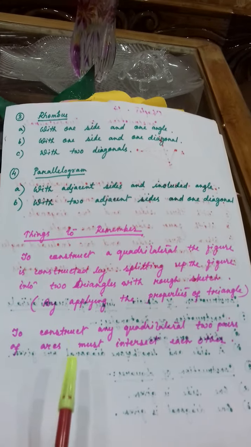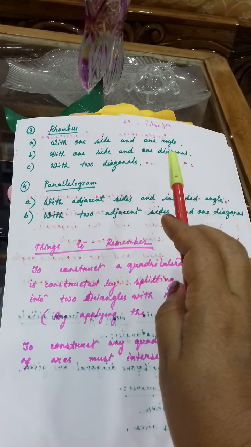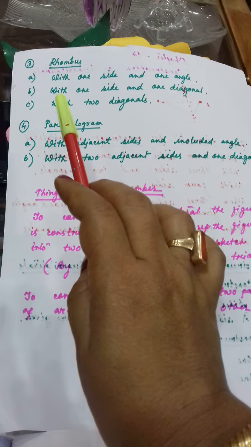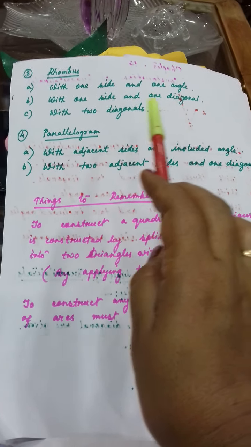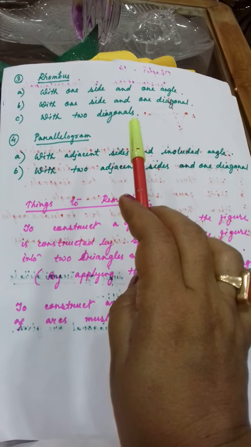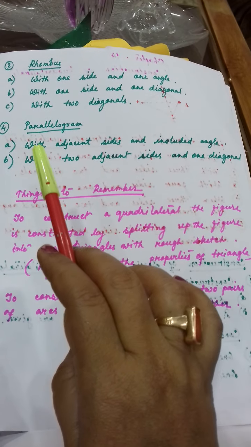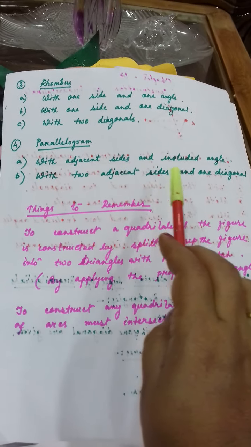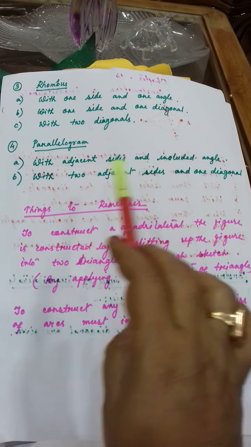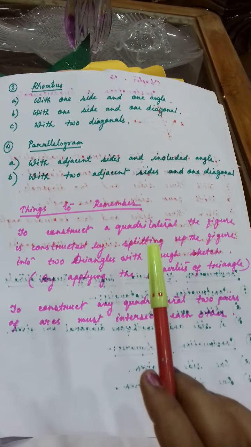In the same way for rhombus, there are 3 elements: if one side and 1 angle will be given to you, if one side and 1 diagonal will be given to you, and if 2 diagonals will be given to you. And the last one is parallelogram: if 2 adjacent sides and the included angle will be given to you, and 2 adjacent sides and 1 diagonal will be given to you.